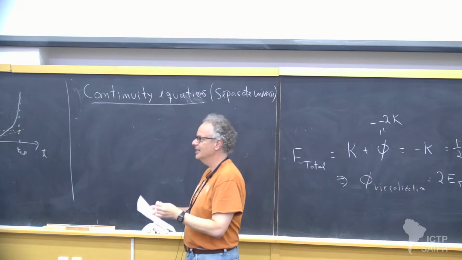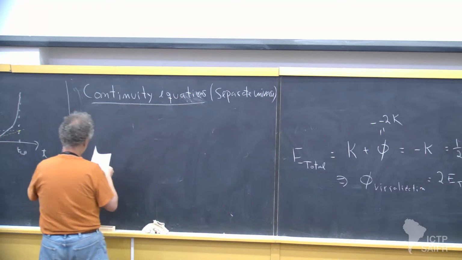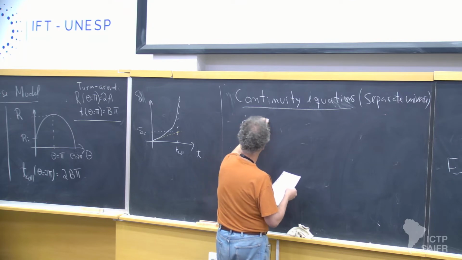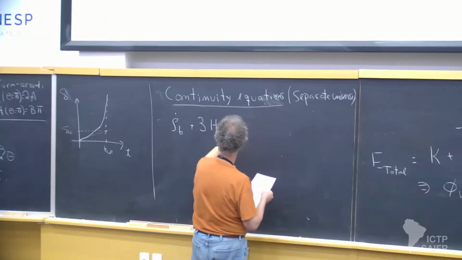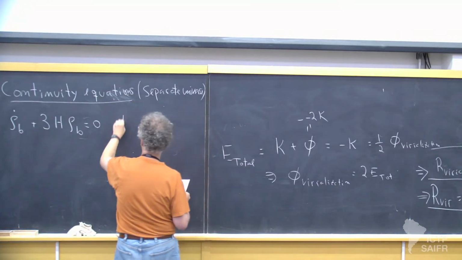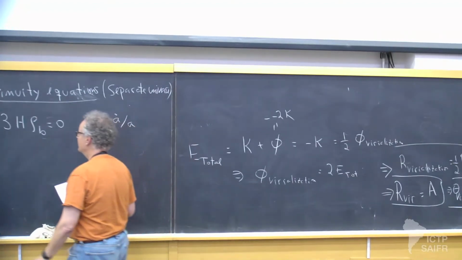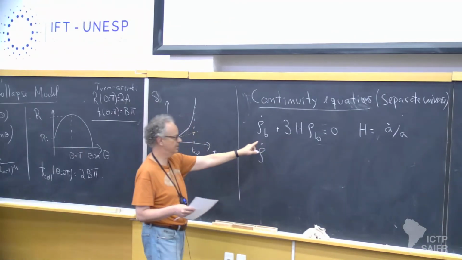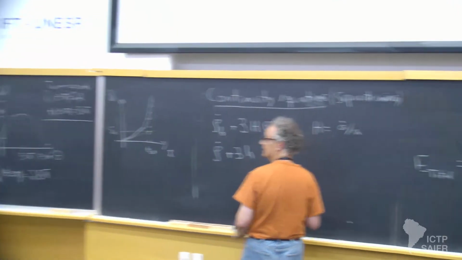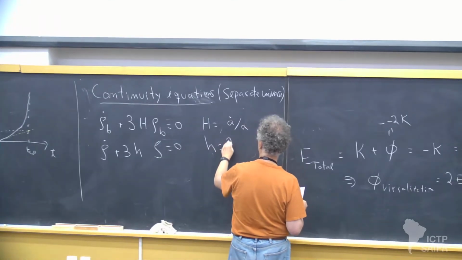So there's one equation for what I call the background, and there's one equation for the perturbation. The background I call rho B. So this is the continuity equation for the background, where Hubble is a dot over a. And there's a similar equation for the perturbation, which I just put without a subscript. And there's a different expansion rate, which is R dot over R.